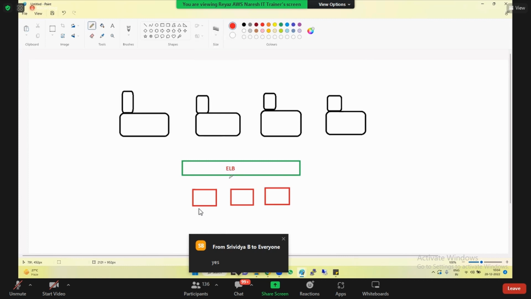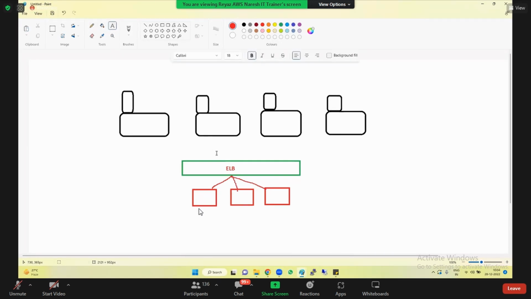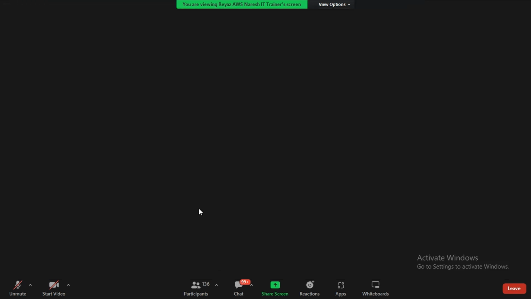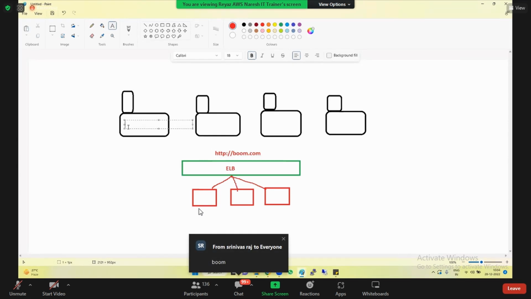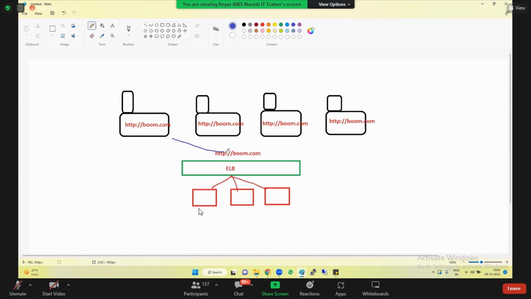Why I'm saying all this is, guys, I have given this ELB a renamed URL, not the nasty URL. http://boom.com is a URL, and this boom.com is accessed by multiple different ships. Everyone is getting connected to this boom.com through my ELB, and everyone is able to access it.